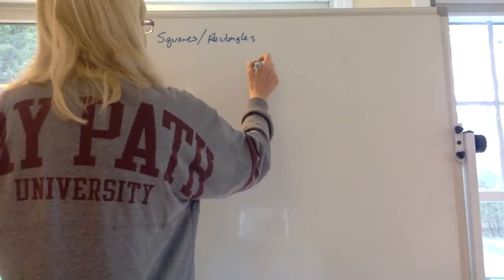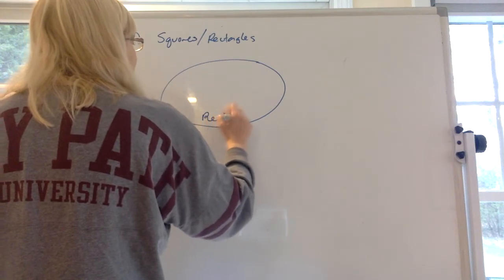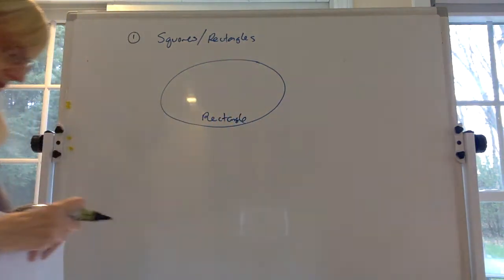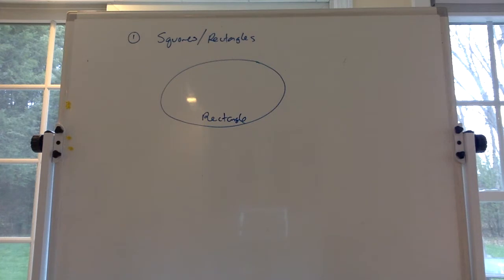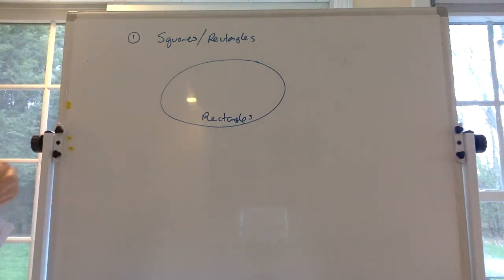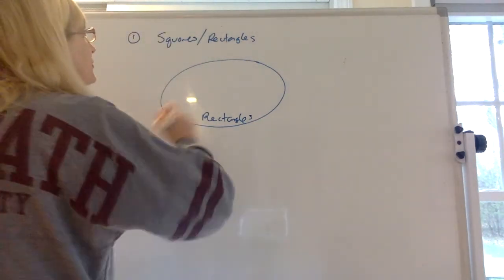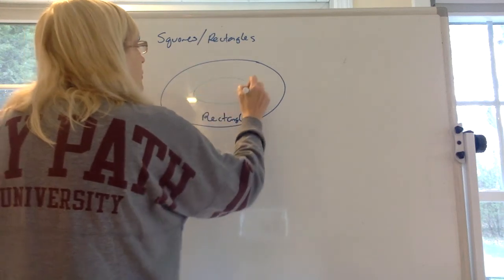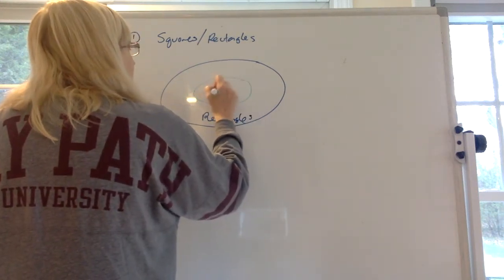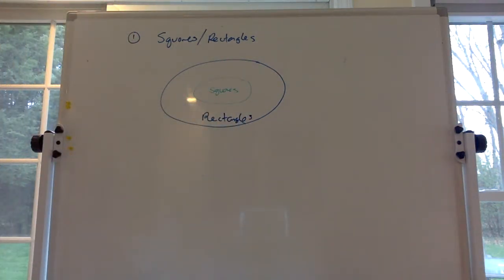So I think that means if we do a circle, an oval to represent all rectangles, where would the square be in that circle? Would it be overlapped? Would it be within it? Would they be totally separate? Well, I think we agree that all squares are rectangles. So the square circle would be totally encapsulated inside the rectangle circle.